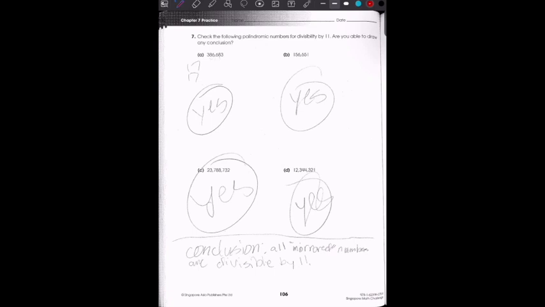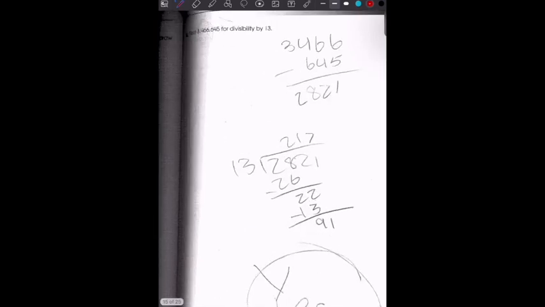So for divisibility by 11, again, we just reviewed that we look for the sum of the digits of the even place and the digits of the odd place and look for the difference. And if the difference is 0 or a multiple of 11, then that would be divisible by 11. So you guys can try these problems on your own. And we're going to review this last question.